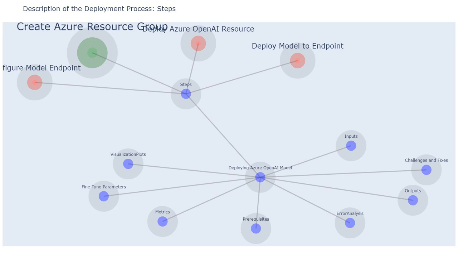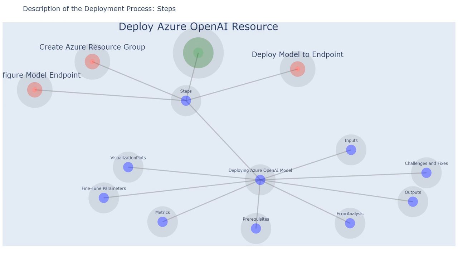Steps: create Azure Resource Group. This step involves setting up the necessary Azure Resource Group to host the OpenAI model deployment. This involves defining the region and name of the resource group and ensuring that it has the required permissions for deploying Azure resources. Deploy Azure OpenAI resource. This step focuses on deploying the Azure OpenAI resource itself, creating the necessary infrastructure to host the OpenAI model. This includes provisioning the required compute resources, storage, and network configurations for the model.